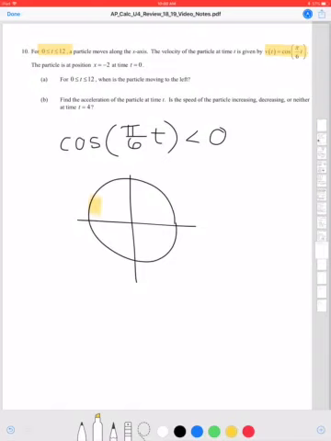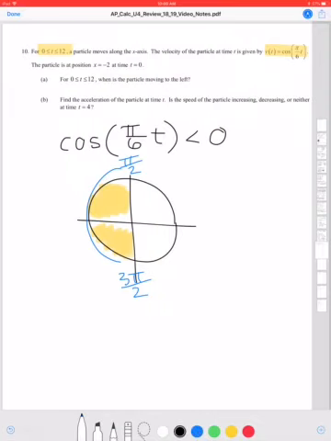Right, the cosine is less than 0. The cosine is negative in this quadrant because cosine is x in this quadrant. Alright, so x is negative in those two quadrants. So that's going to be between pi over 2 and 3 pi over 2. Alrighty, so anywhere between those two values.